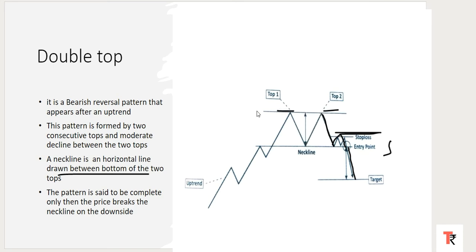So it basically is a bearish reversal chart pattern which is formed in an uptrend, after the price moves up to make a top and then declines back and makes another top, and it will not hold that and it will drop. So this is how a double top would reflect. Let's see on the chart for a better understanding.